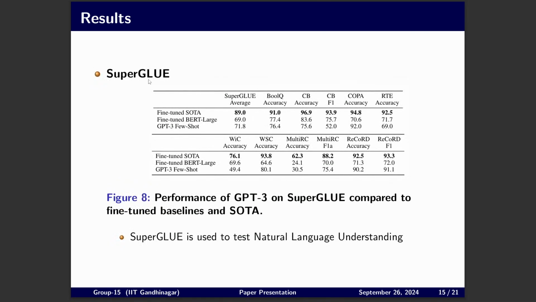So SuperGLUE is a very famous dataset which was used to evaluate most of the models at that time. In SuperGLUE, it is supposed to test the model's natural language understanding capabilities. Again, you see that state-of-the-art fine-tuned models have very high performance in terms of accuracy and F1 score as compared to the GPT-3 few shot model. This is fine-tuned but large. It is having around 69.0, and the average accuracy is around 77.4 on the BoolQ.